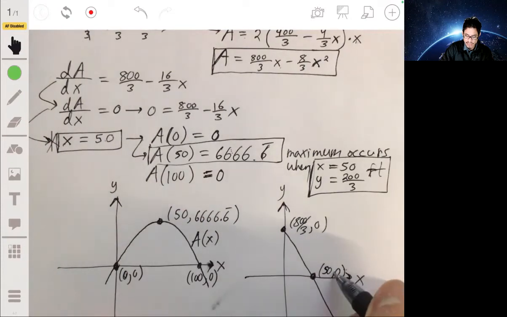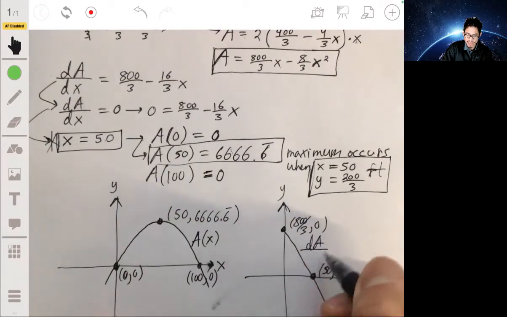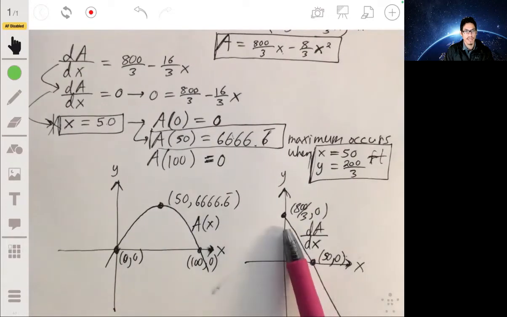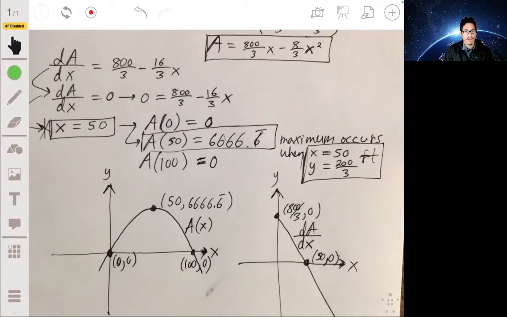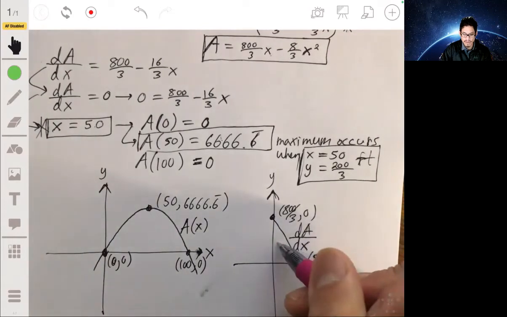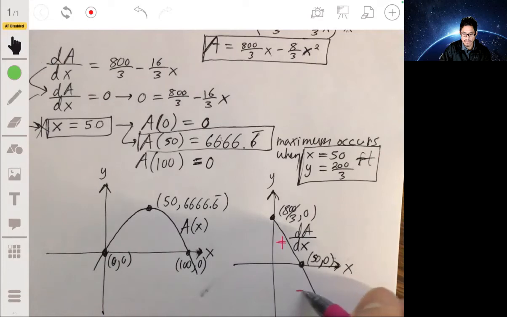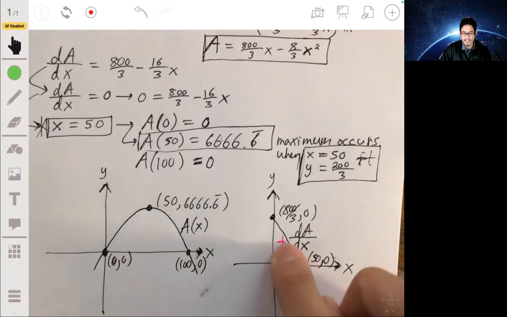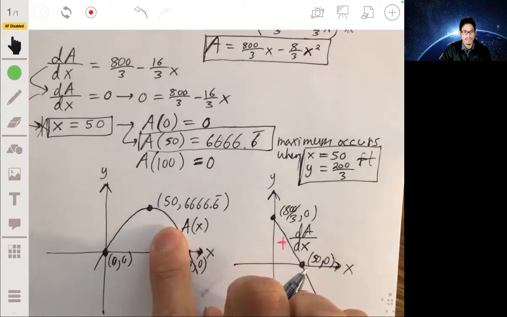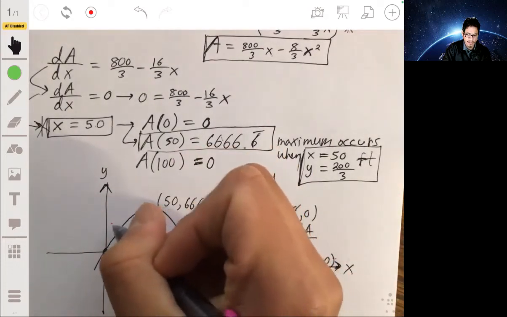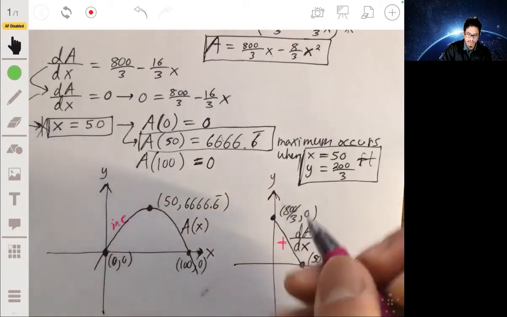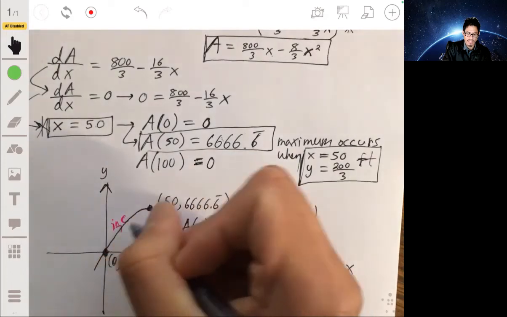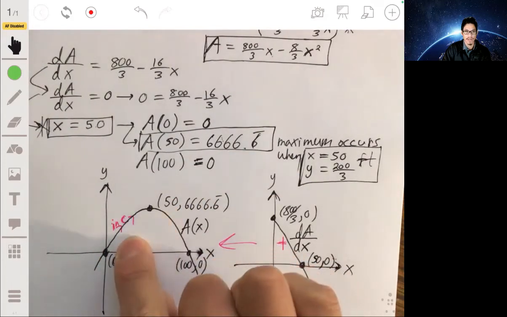Because remember, this is the equation of the derivative. This is the equation of dA/dx. So if you were thinking about this using the first derivative test, what's going on here is the first derivative is positive here. The first derivative is negative here. So this is telling you that the function is increasing here. This is where it's increasing. Going from this graph to this graph, this tells you that it's going up, up, up. Like right here, see, it's increasing. That's what this is showing.